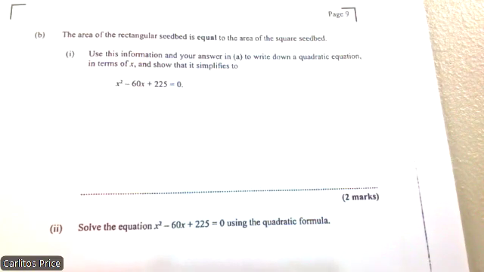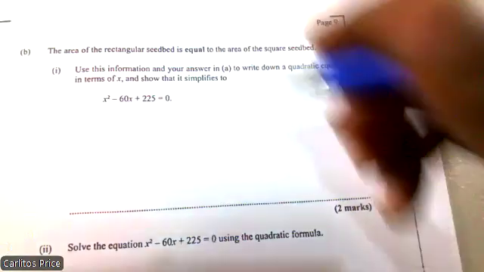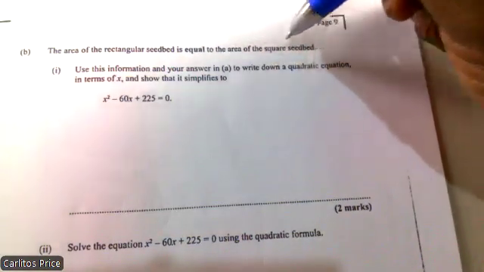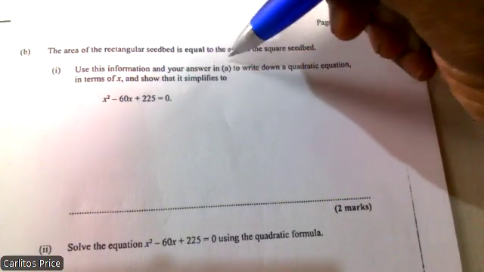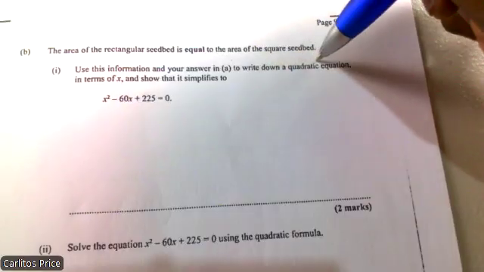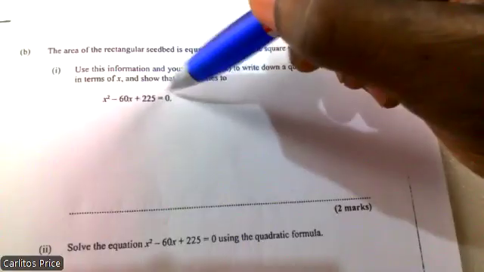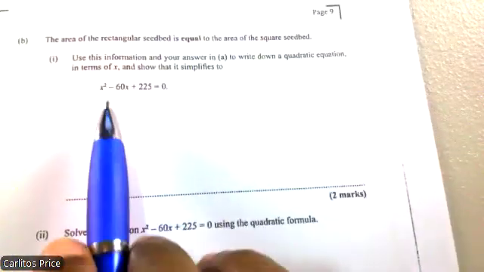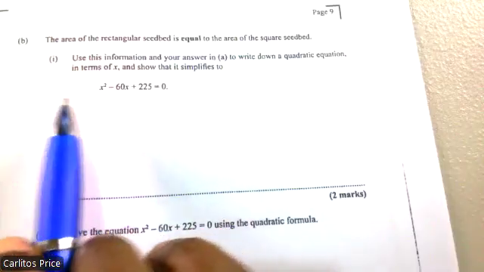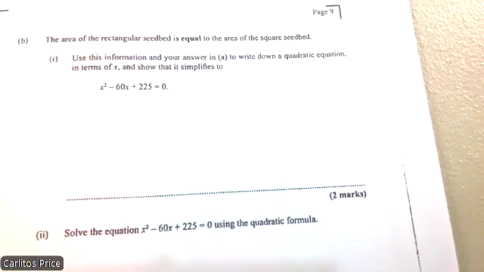So part B says the area of the rectangular seed bed is equal to the area of the square seed bed. Use the information and your answer in A to write down a quadratic equation in terms of x and show that it simplifies to x squared minus 60x plus 225. So at the end of this part of the question, we must get this as our answer. So how do we do that?